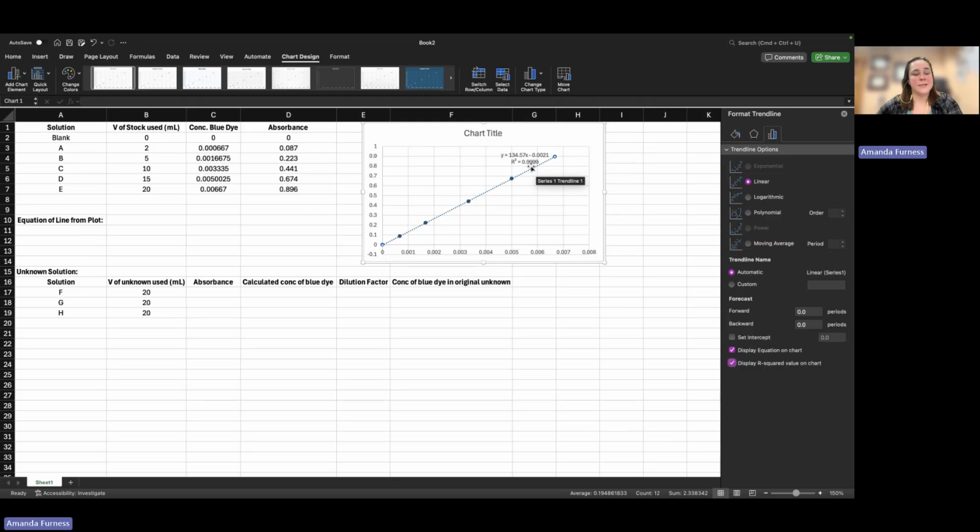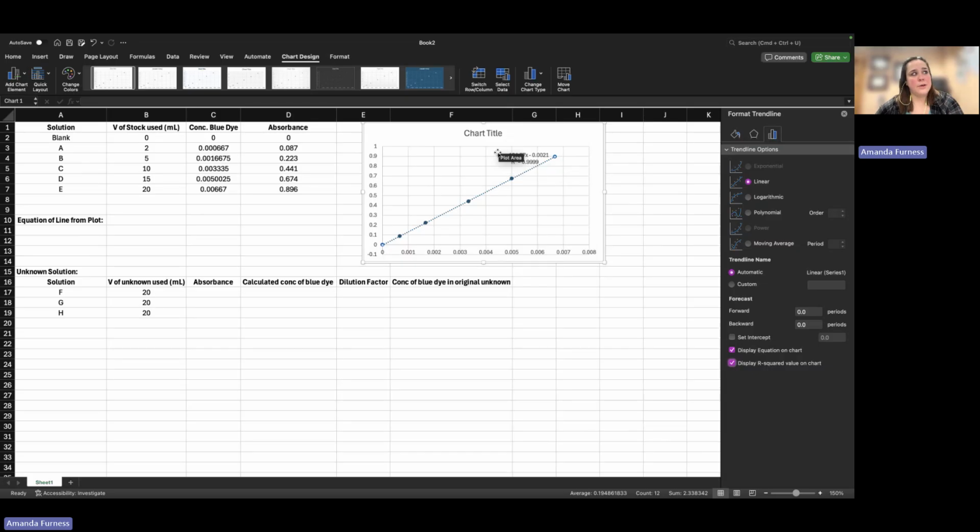Anything above 0.98 is considered a linear curve, okay? If your r-squared value is lower than 0.98, you may already want to consider redoing the calculation or redoing the blue dye lab. And then here I have my equation of the line, y equals mx plus b, where y is going to be my absorbance value and x is going to be my concentration.